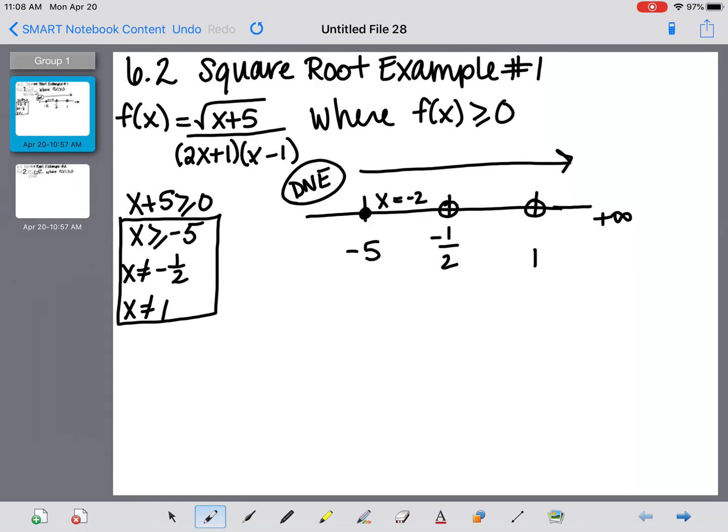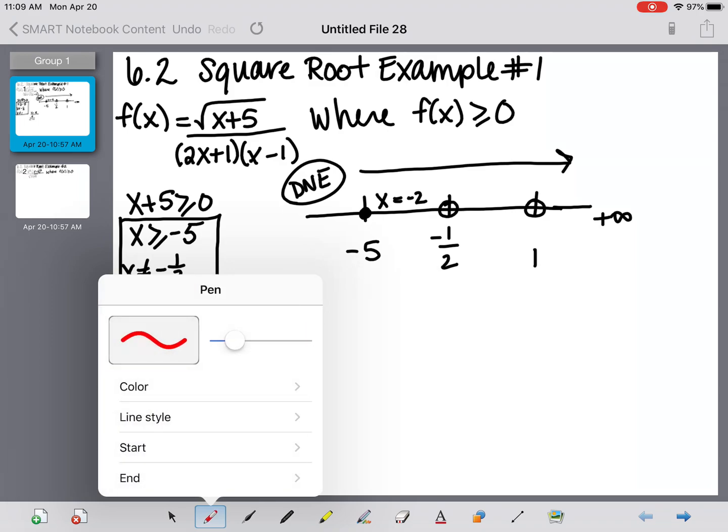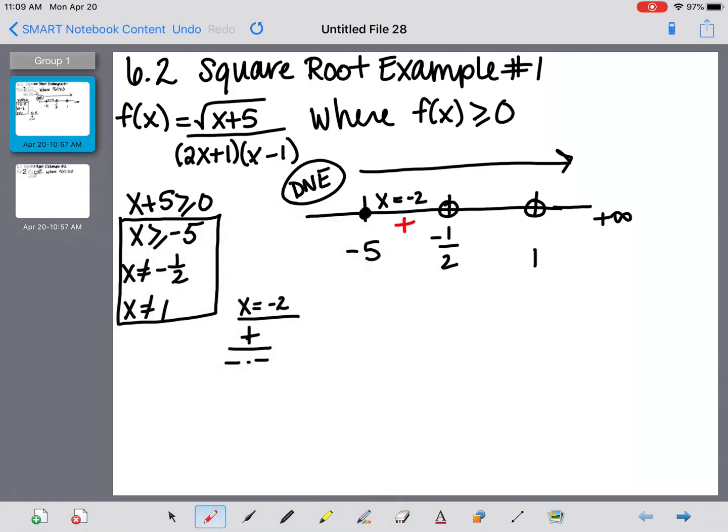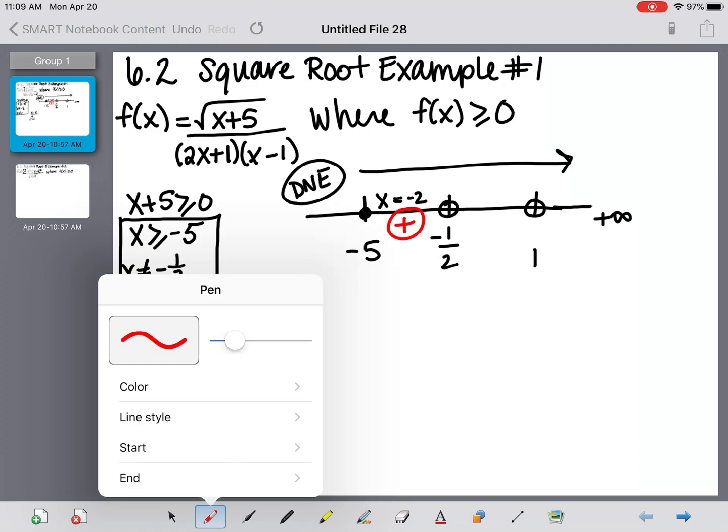For this first one, let's say x equals -2. When I plug that in, I'm going to get a positive on the top and then a negative times a negative on the bottom, which is really a plus. So positive over positive. So this interval is a plus.